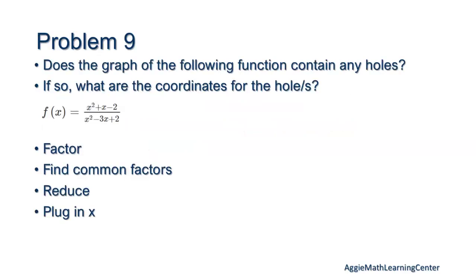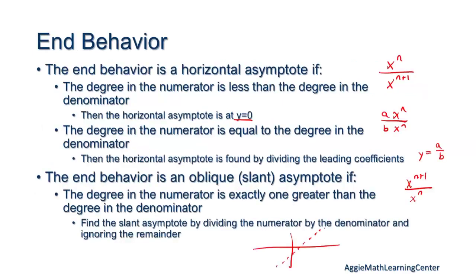Sorry, going back super quick to the horizontal asymptote. If it's a slant asymptote, how do we find that slant again? Yeah, you divide something. To find a slant asymptote, we're going to divide the numerator by the denominator. So we're going to perform long division. And that's just it. Yep, and we'll do an example of that later.